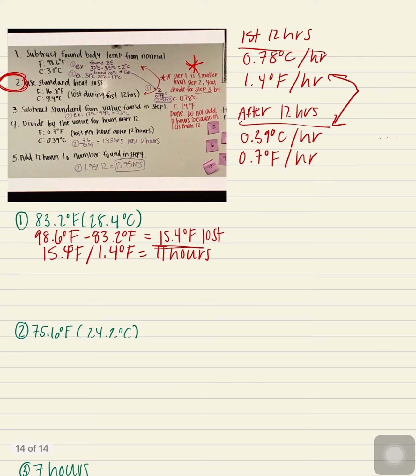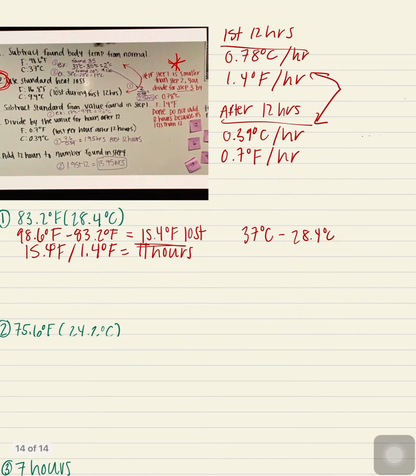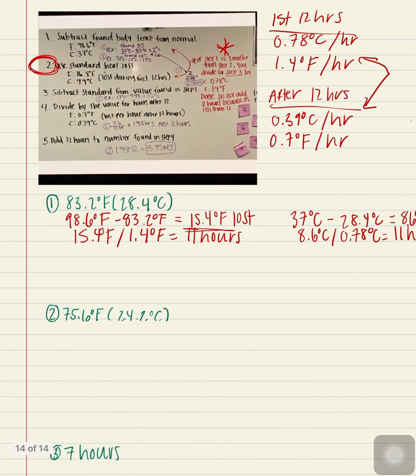Okay, if I did this in Celsius, which I'll show you guys real quickly how we would do that, I would take the 37 degrees Celsius, because we're going to subtract the found body temperature from our normal, and that's our normal in Celsius, and we have 28.4 degrees Celsius for our found temperature, and that is going to give us a value of 8.6 degrees lost. And then we're going to take the 8.6 degrees Celsius and divide it by the 0.78 degrees Celsius, and that is going to give us a value of also 11 hours, because this should not be different. If we have Fahrenheit or Celsius, it should be the same value.